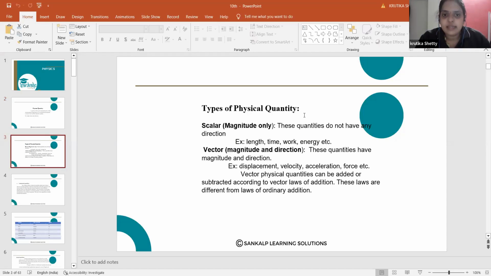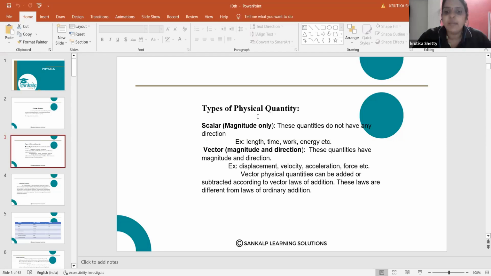Now let us see the types of physical quantities. So here we have the two types of physical quantities, that is a scalar quantity and a vector quantity. It might be you have studied this in the 9th standard, some of the scalar quantities and the vector quantities. Some schools teach it. So here you can see the types of physical quantity. The quantities that do not have any direction, those are called as what? Scalar quantities.